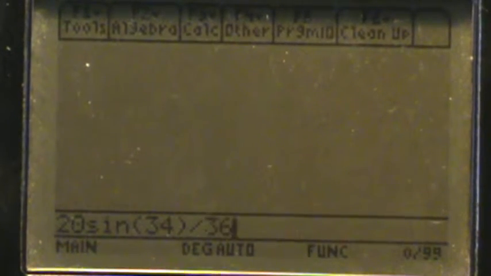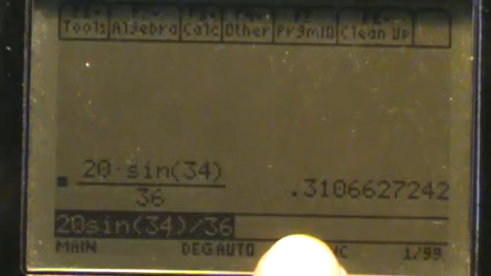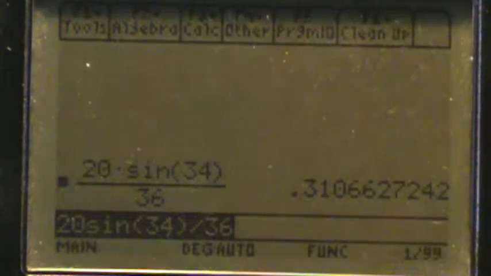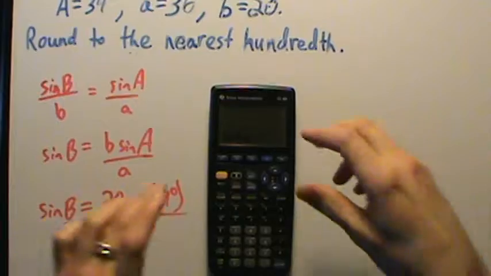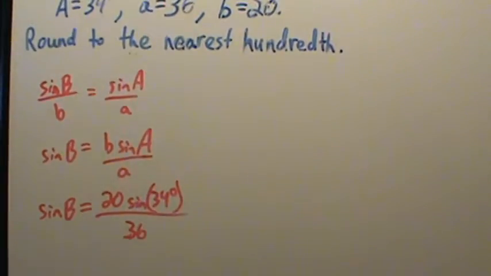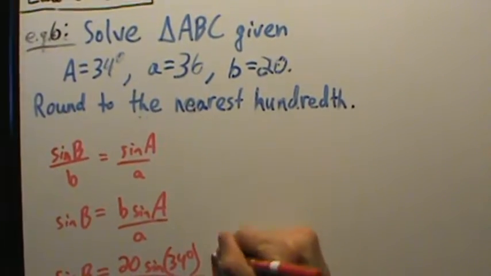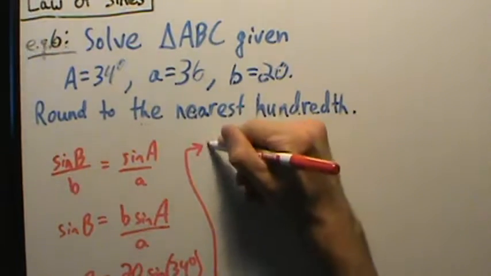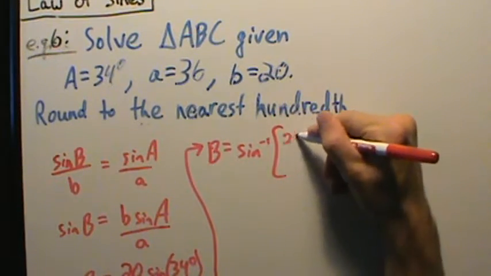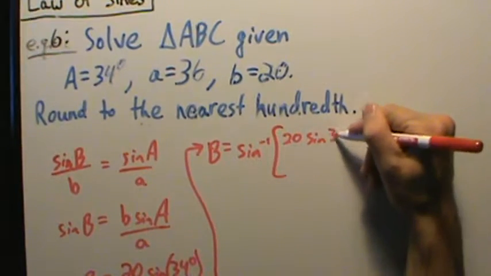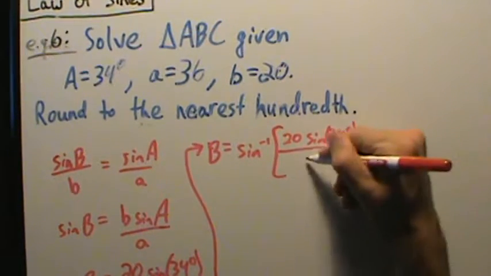divided by 36. So that's about 0.3107-ish, so that is something that we can take the inverse sine of because it's between -1 and 1. Okay, it's between -1 and 1, so we can take the inverse sine of it. It's totally legitimate, it will work. That's great. So now we say B equals the inverse sine of 20 sine 34 degrees over 36.